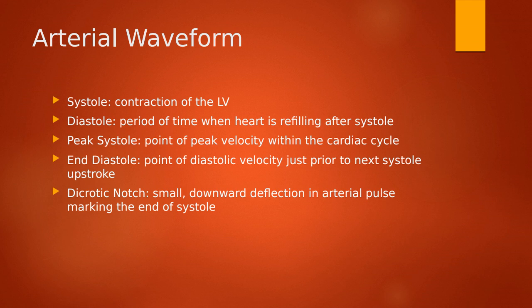We also have a dicrotic notch that we can see in some waveforms, and these are going to be a small downward deflection in the arterial pulse, marking the end of systole. This is not representing diastolic flow reversal. So we'll see what these kind of look like. Dicrotic notches are still going to be in that forward moving flow.